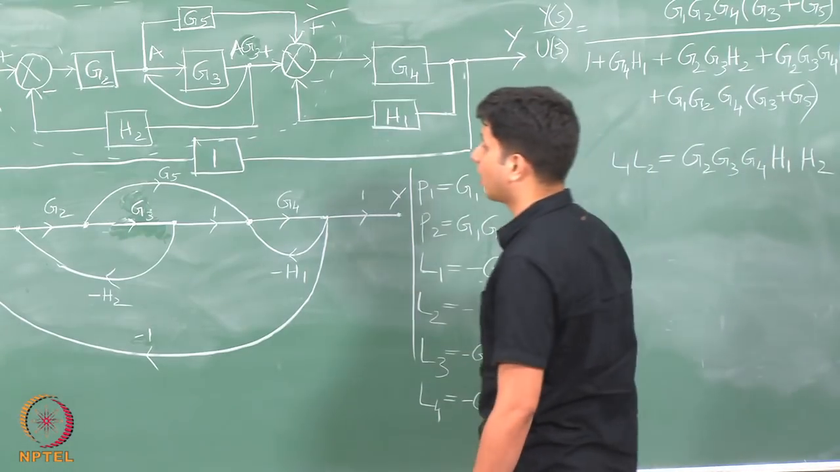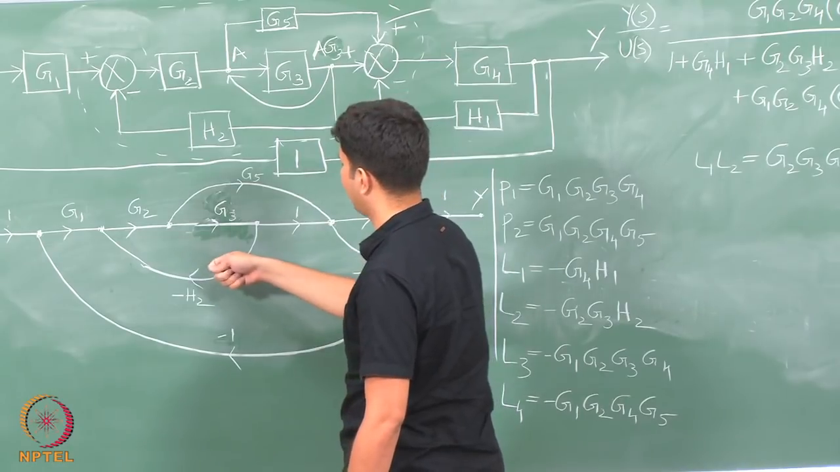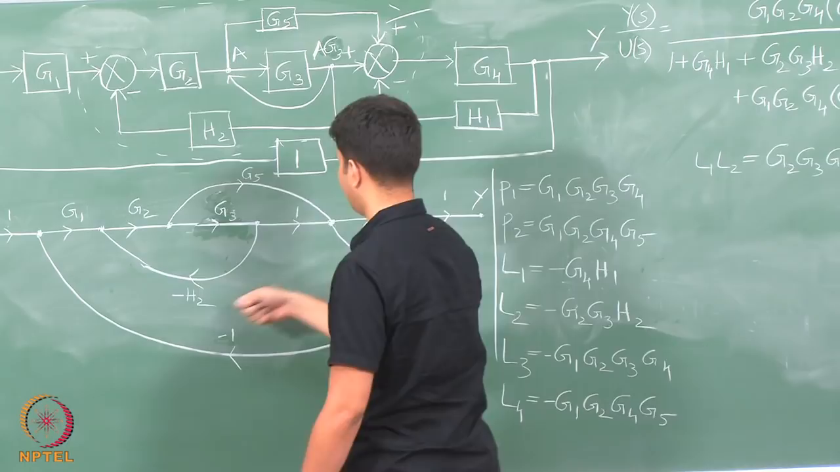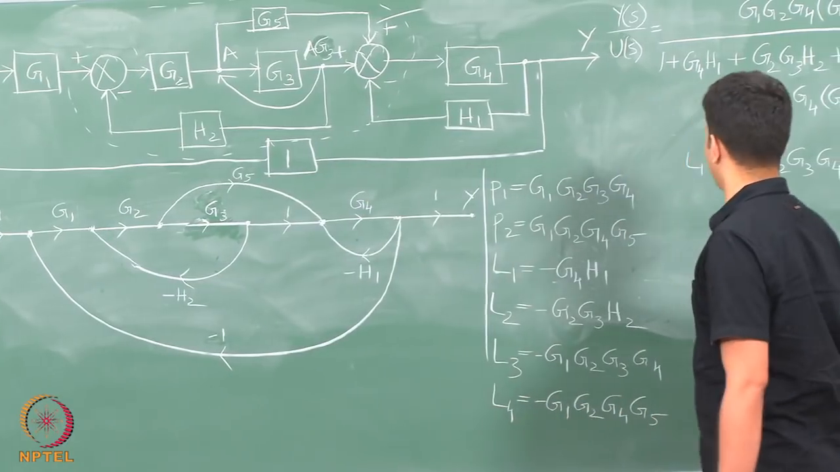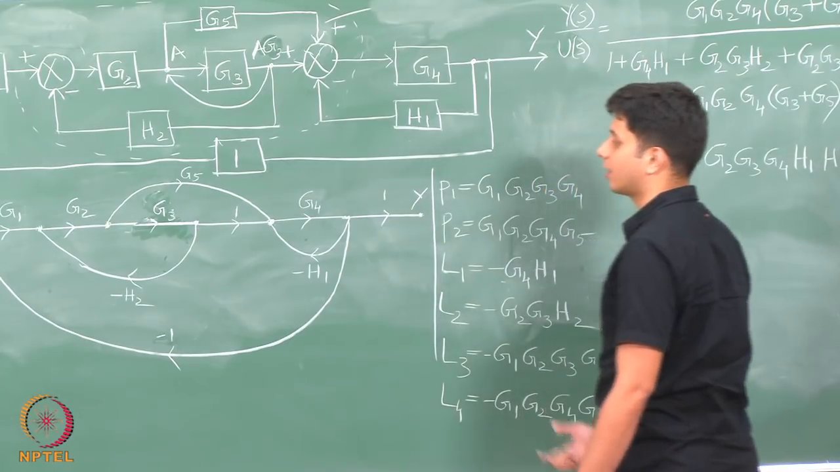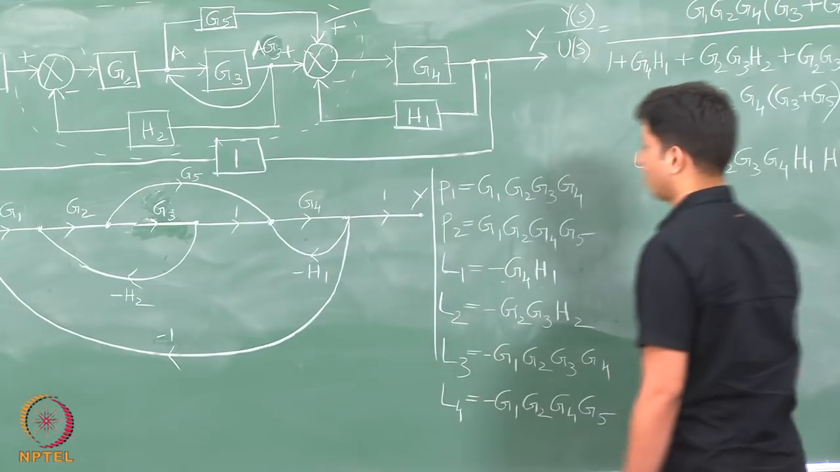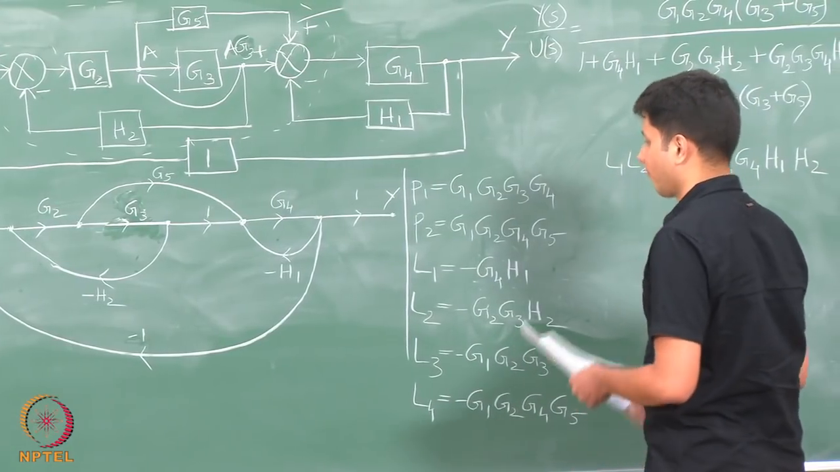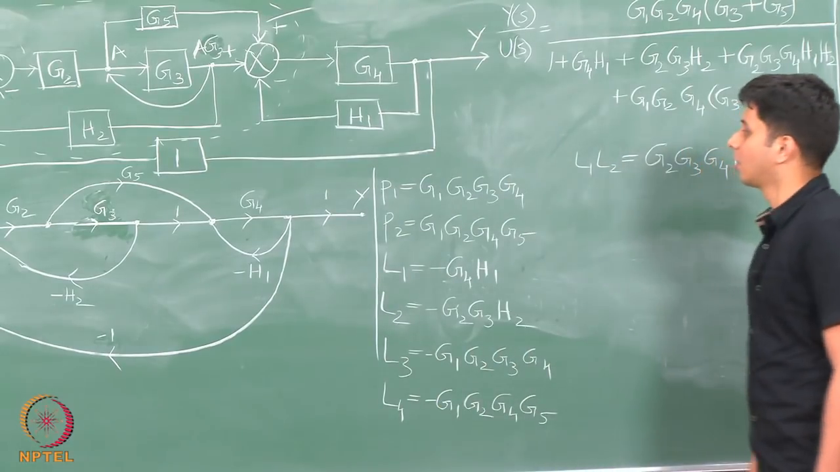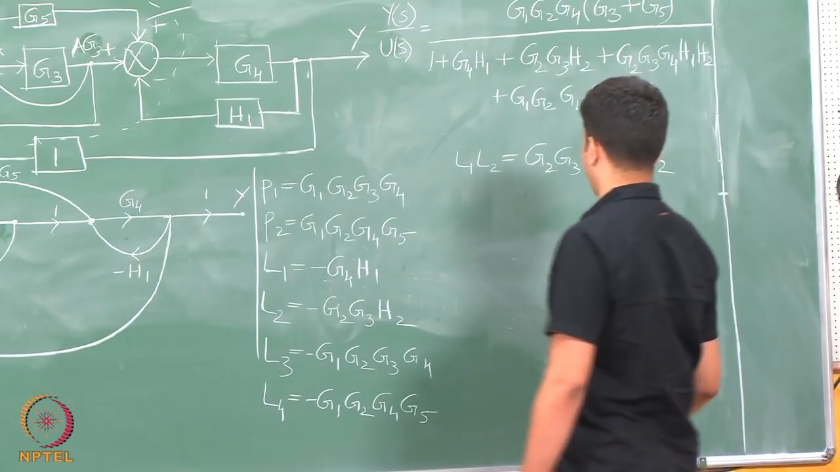And if you observe, there are no other non-touching loops, because this loop and this loop are touching, this and this is touching, and even with G5, these 3 are touching each other. So there are no other non-touching loops. And if we even go to 3 non-touching loops, there are no 3 loops which are not touching. So this is where we stop. Now we have all the required components to substitute in the Mason's gain formula.